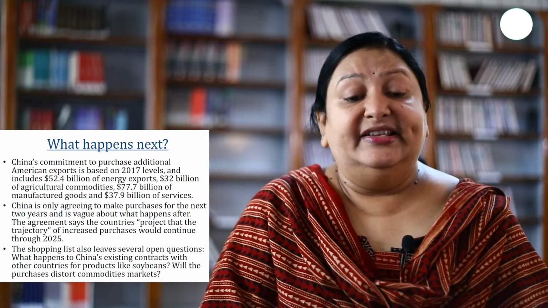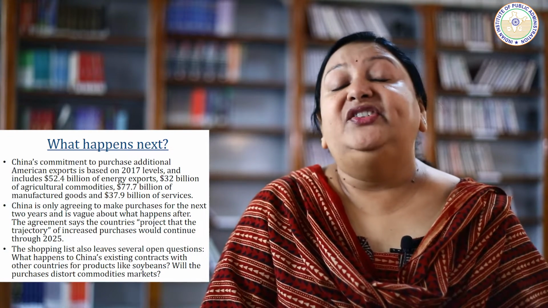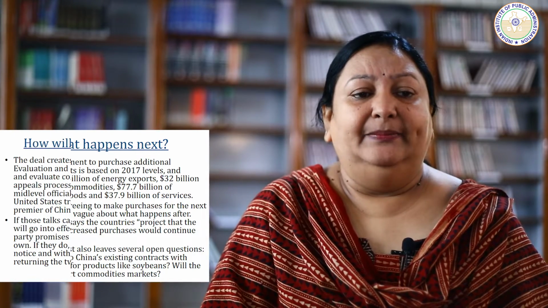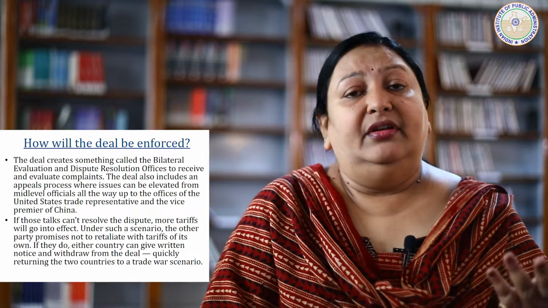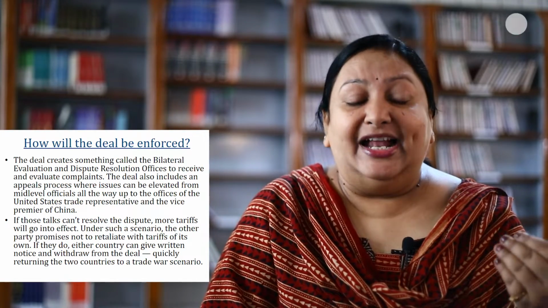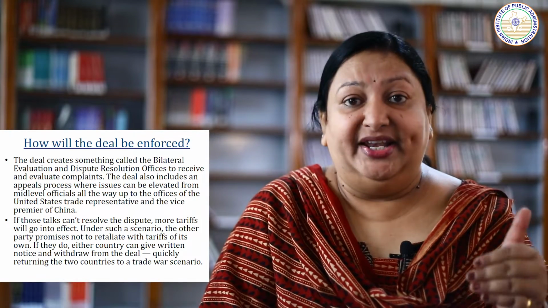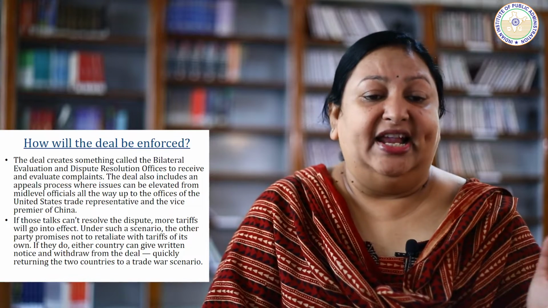What happens to China's existing contracts with other countries for products like soya beans? Will the purchases distort commodities markets? There is absolutely no idea. So, how is the deal going to be enforced? It is basically through bilateral evaluation and dispute resolution officers who receive and evaluate complaints on whether China has been sticking to the deal that the United States and China have signed.